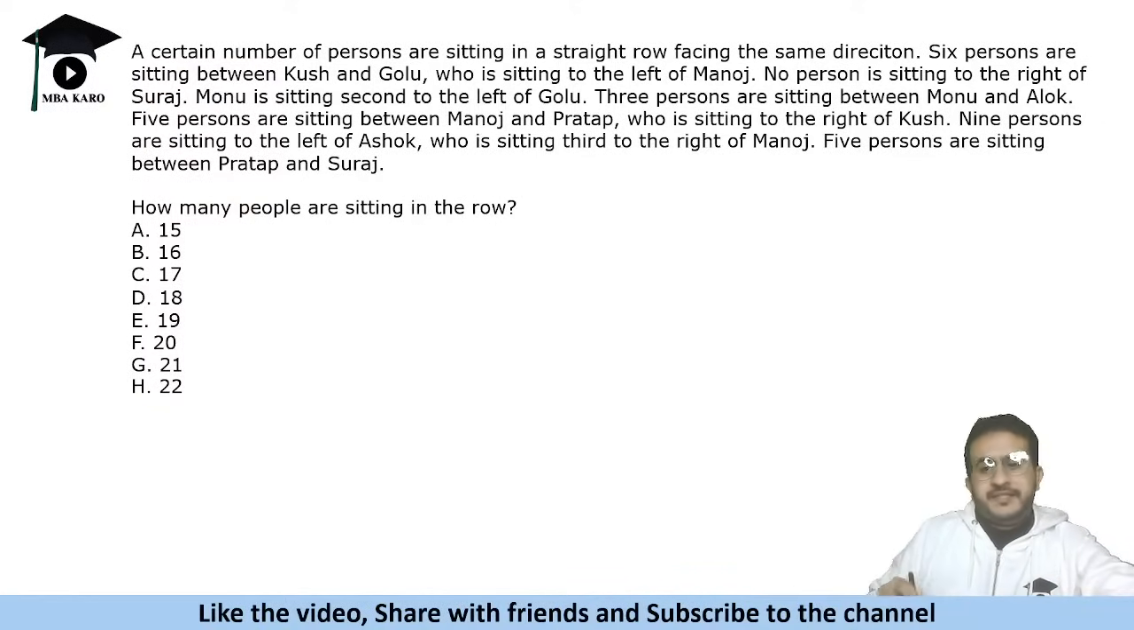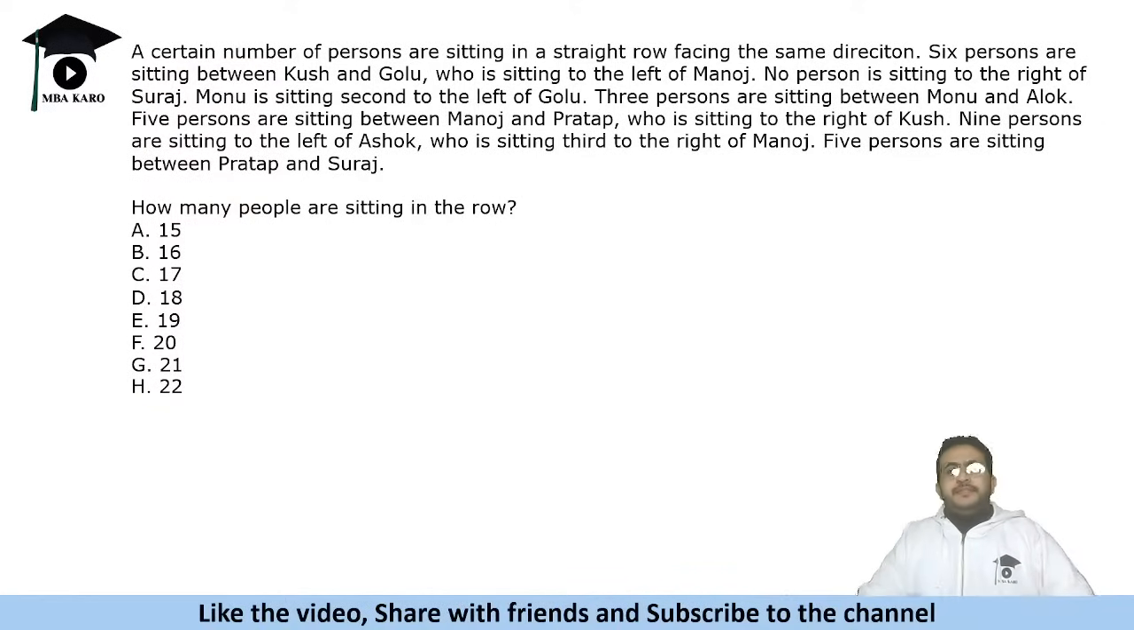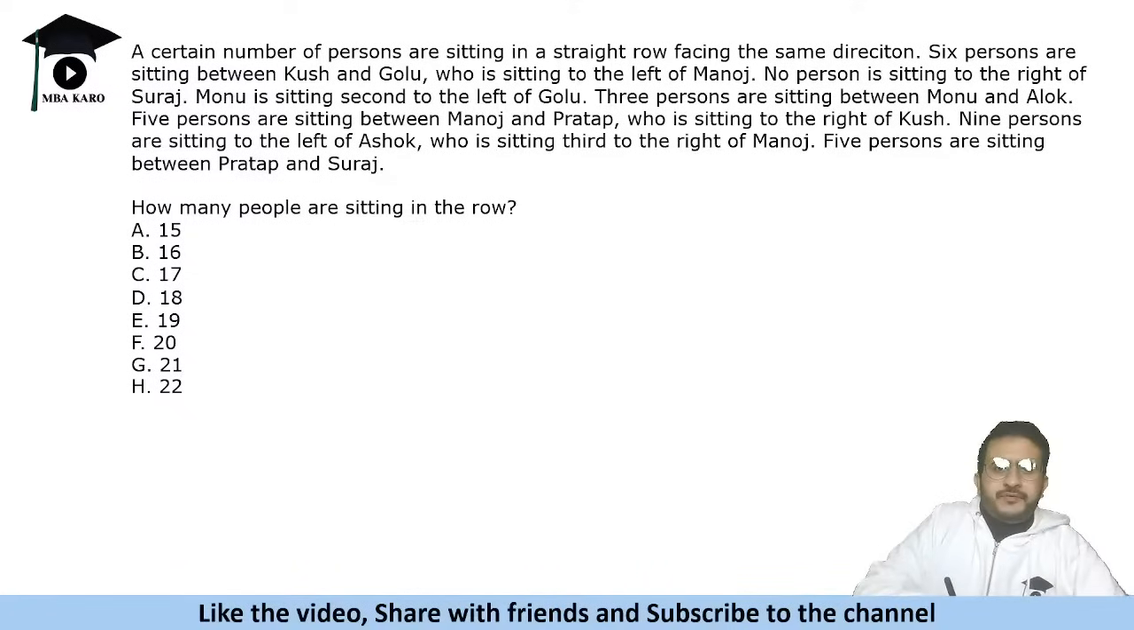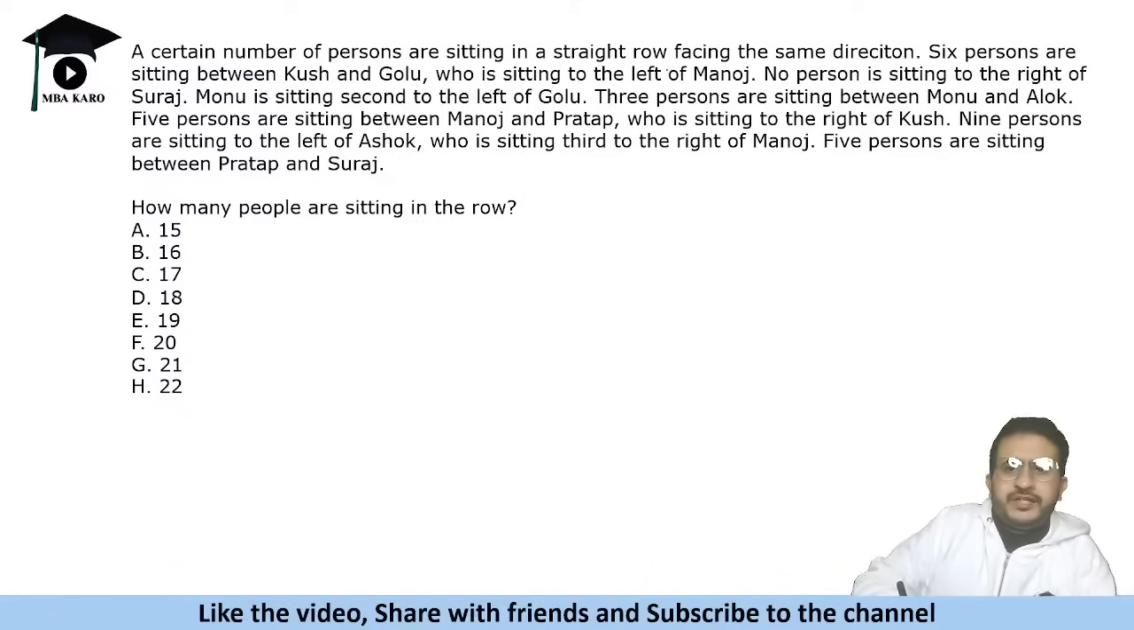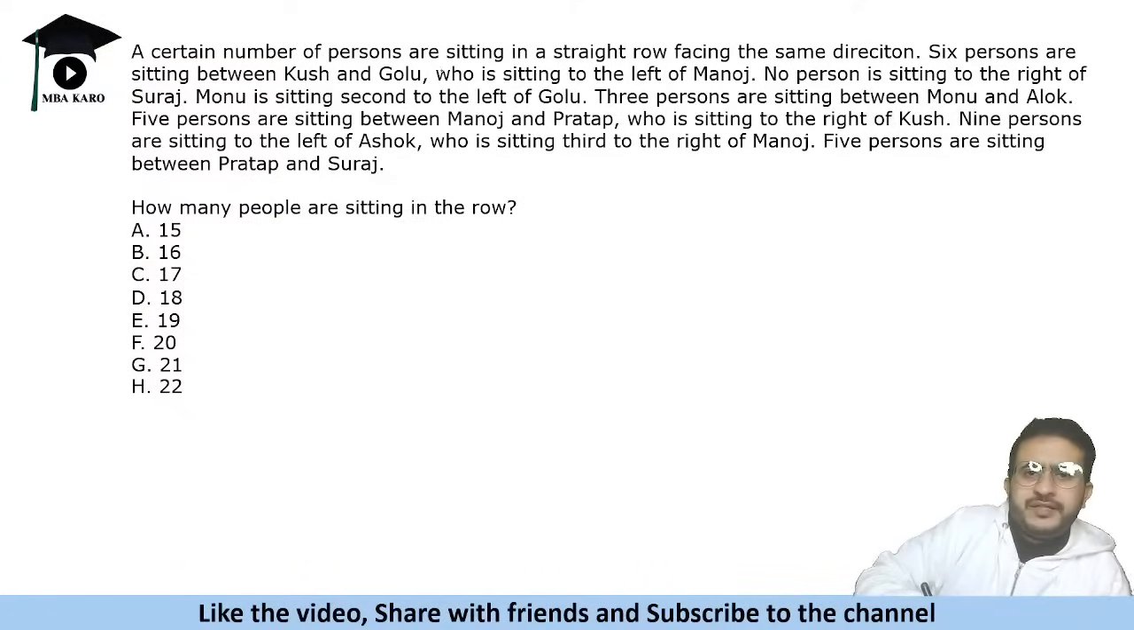So we have some people sitting in this line, and six persons are sitting between Kush and Golu, who is sitting to the left of Manoj. So when we say who is sitting, Golu is to the left of Manoj. And no person is sitting to the right of Suraj, so that means Suraj is at the extreme end. So let's just note the names: Kush, Golu, Manoj, and we have Suraj.